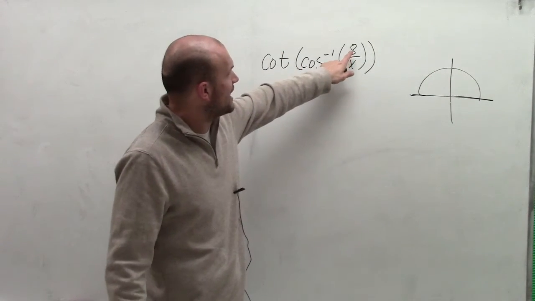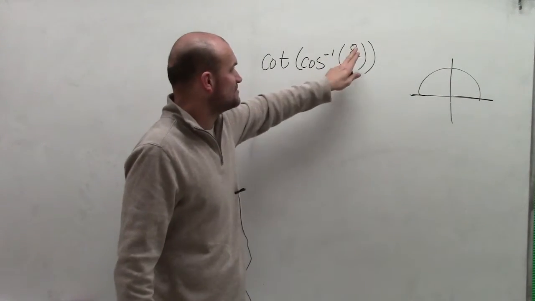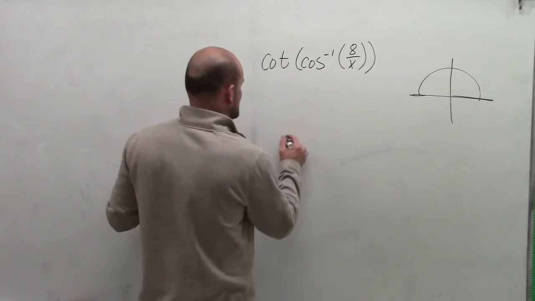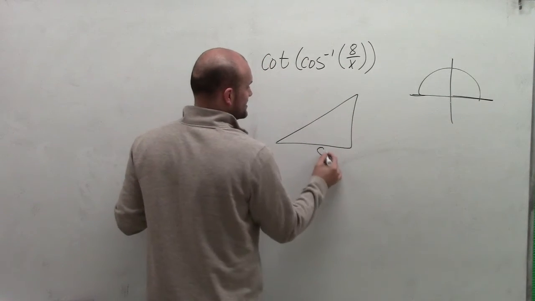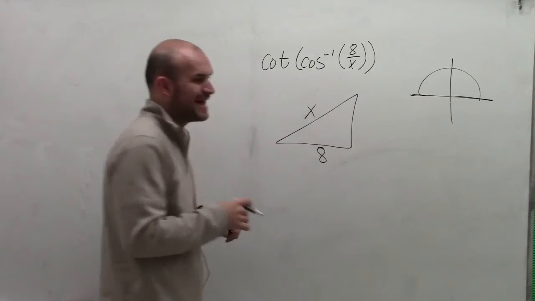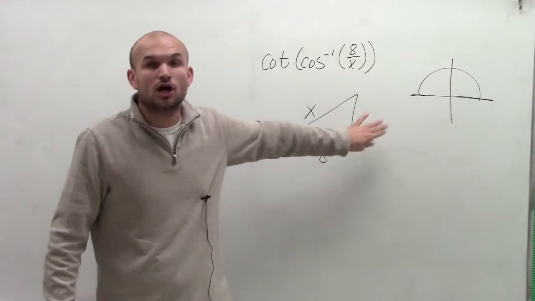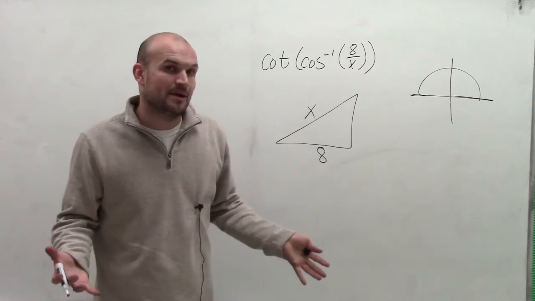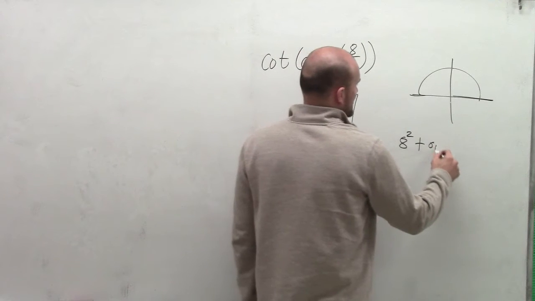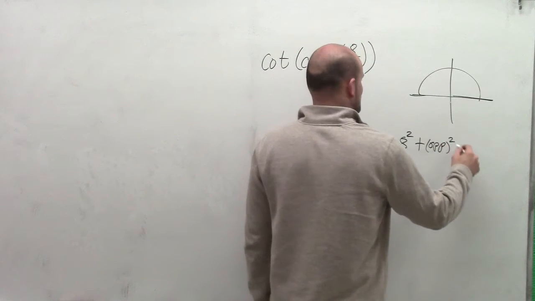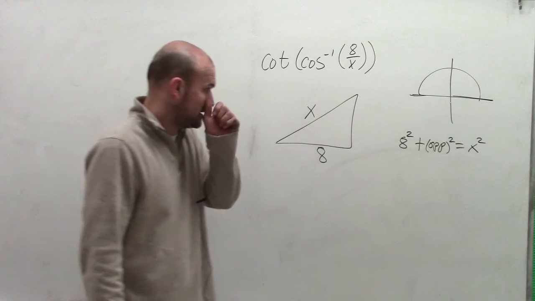Since cosine is adjacent over hypotenuse, and my 8 is positive, I know my triangle is going to take the form like this, where my adjacent is 8 and my hypotenuse is x. Now, the next thing is I need to figure out my other leg side, so I can apply the Pythagorean theorem. I could say 8 squared plus, we'll call this the opposite side squared, equals my hypotenuse squared, which is x squared.